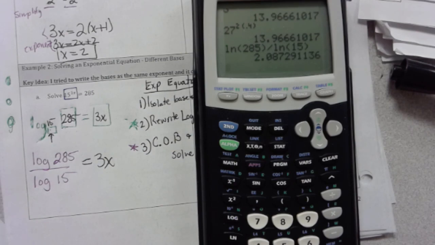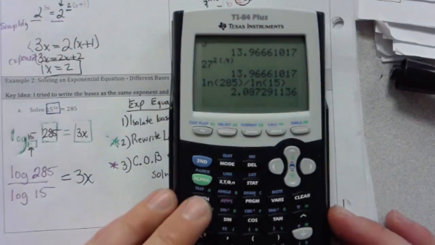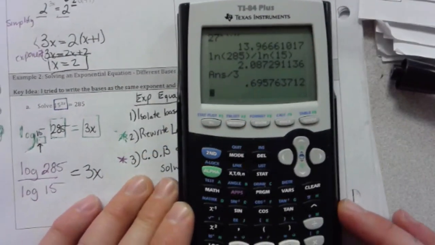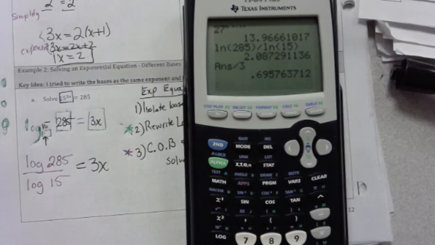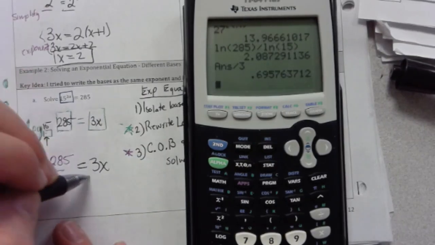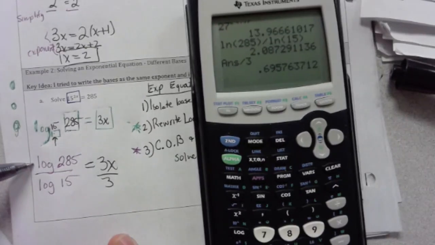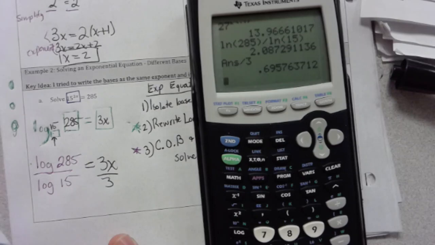Students, is x by itself right here? June, how do I get x by itself? Well, how do I move that 3 over? Divide by 3, right? So I have a random number in my calculator. I could just divide by 3. And there it is. Now, students, if I did what June had suggested and divided by 3 over here, where would this 3 go? Would it go on the top or the bottom with this log? It would go on the bottom, right?